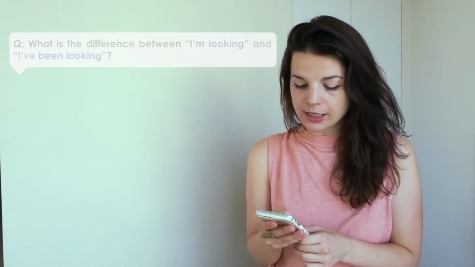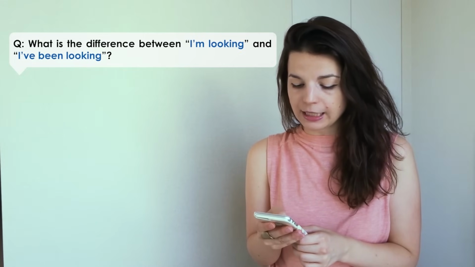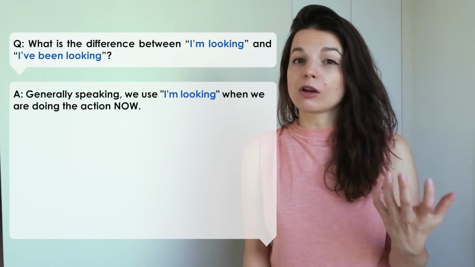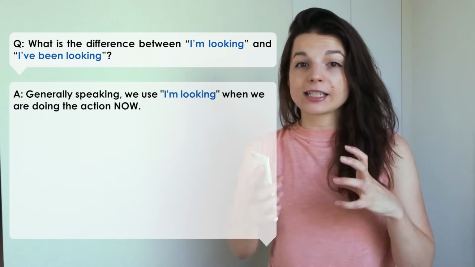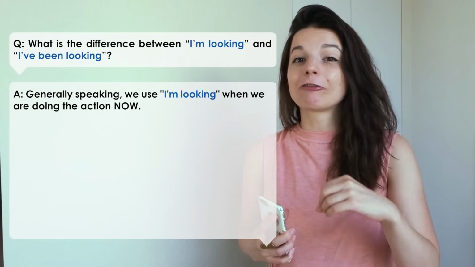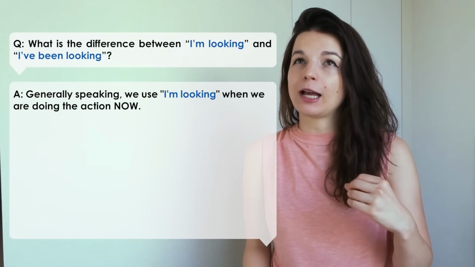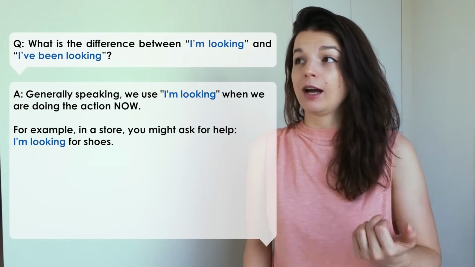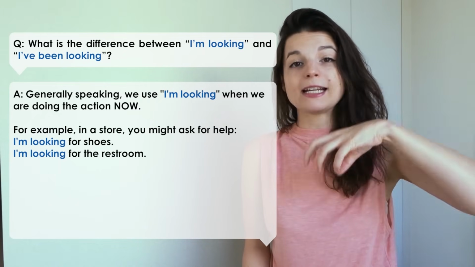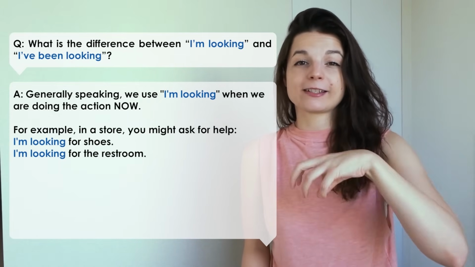Next question comes from Nor Aslina. Hi Nor. Nor says, hi Alicia, my question is, what is the difference between I'm looking and I've been looking? We use I'm looking for when we are in the act of searching for something. Right now, in this moment, we're looking for something. So for example, at a department store, you could say, I'm looking for shoes. I'm looking for the restroom. That's something that you're doing right now. You're in the act of doing something right now.